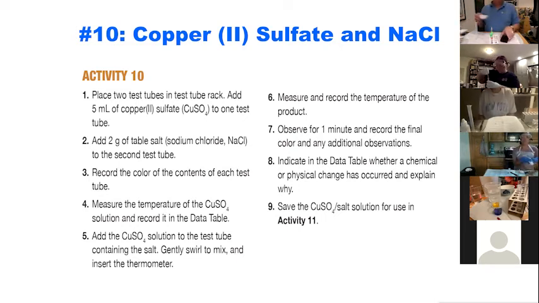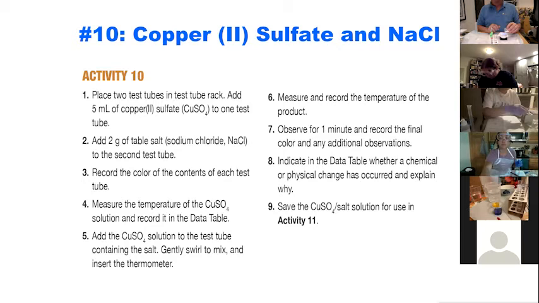So now I want 2 grams of table salt. I'm going to make sure I haven't mixed up my salt and my sugar. Here's my salt. So I want 2 grams. Hopefully I brought enough. That goes into test tube number 2.